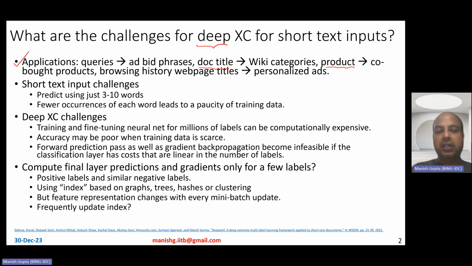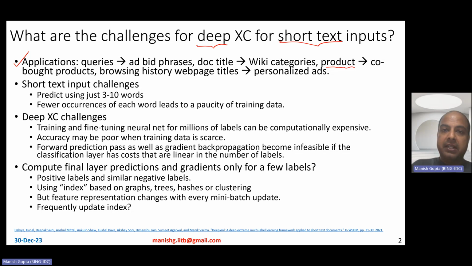Given a product, you want to figure out co-bought products. Or given, let's say, a user's browsing history and the web page titles of the user's browsing history, which is again short text input, you want to figure out personalized ads that you can potentially show to this user. So short text inputs in extreme classification are quite common and applicable in several scenarios.